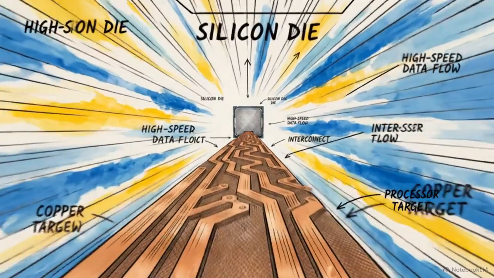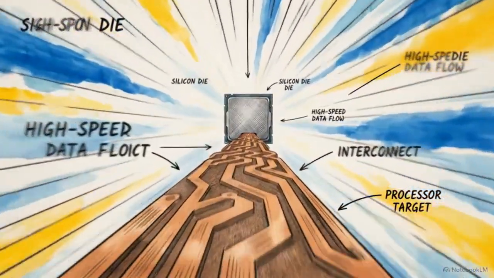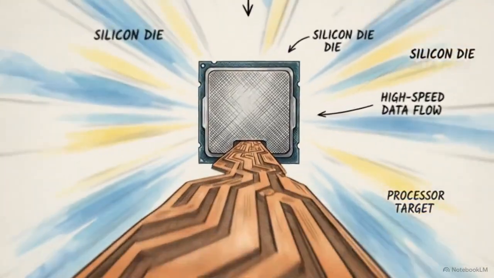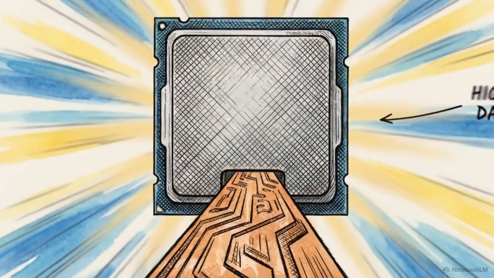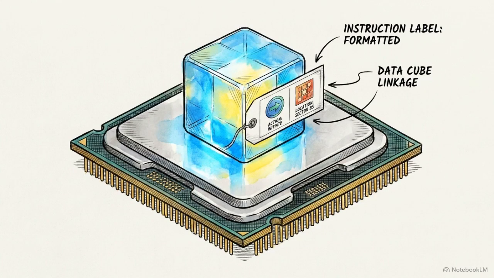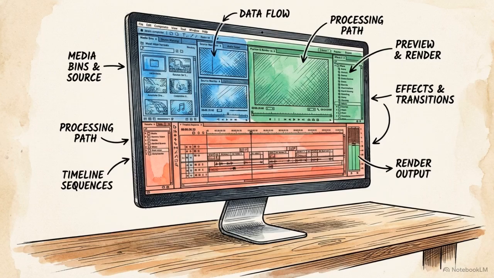This specific instruction merges onto a fast point-to-point serial bus, flying down the physical copper trace on your motherboard directly toward the central processing unit. Because the instructional label is perfectly formatted, it arrives at the processor ready to go, and the application opens on your screen a fraction of a second later.